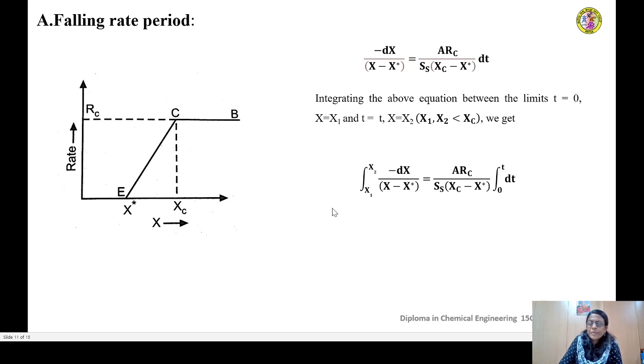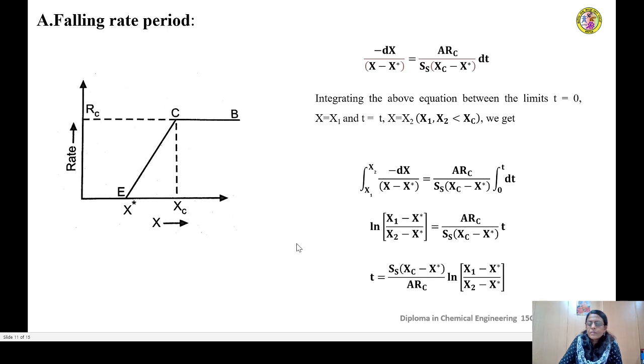So after performing integration, the final equation you get is ln of (x1 minus x star) divided by (x2 minus x star) equals Rc by Ss into (xc minus x star) into t. Or we can rearrange the terms to get the equation as t is equal to Ss into (xc minus x star) divided by Rc, ln of (x1 minus x star) divided by (x2 minus x star).